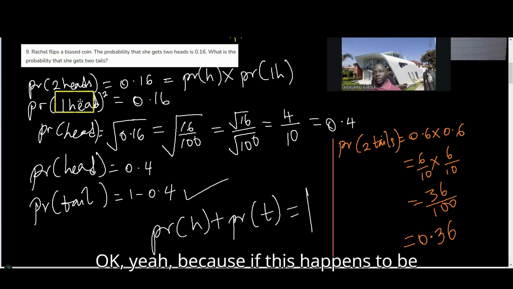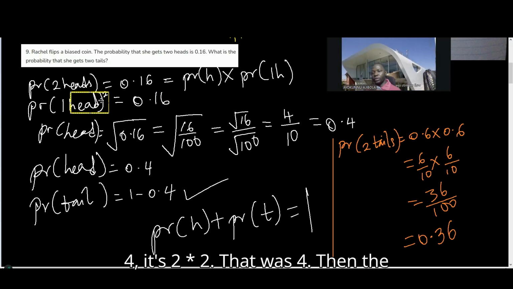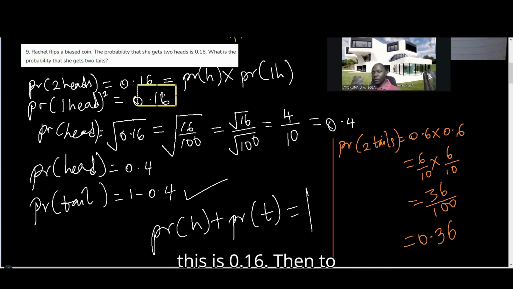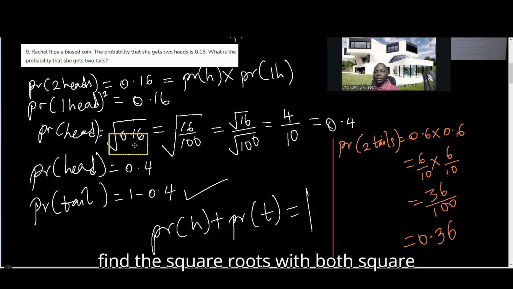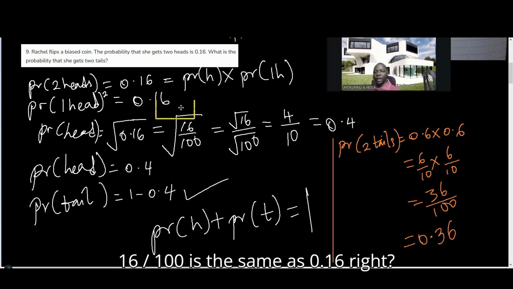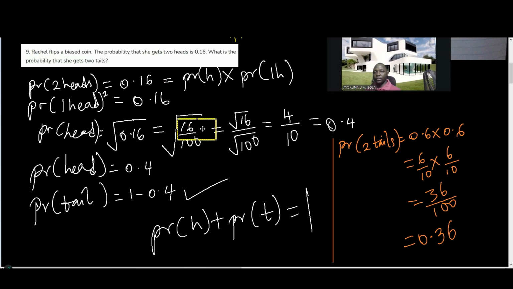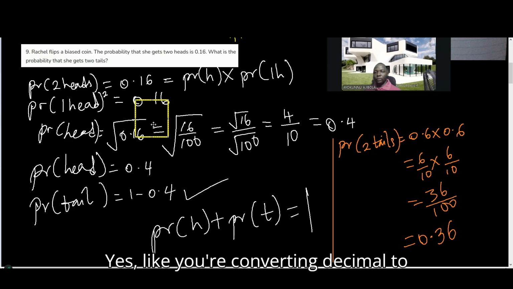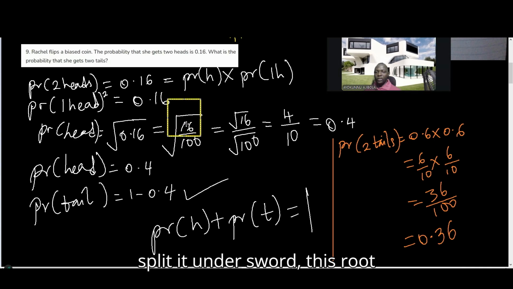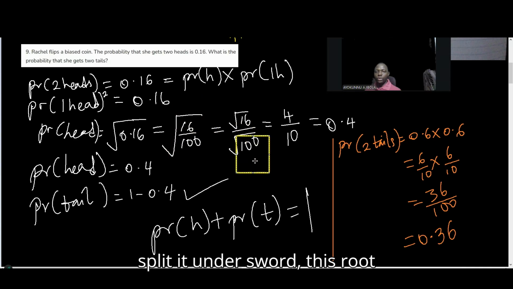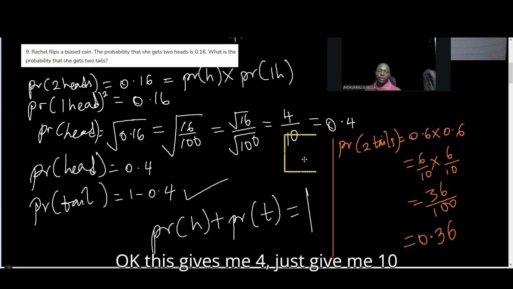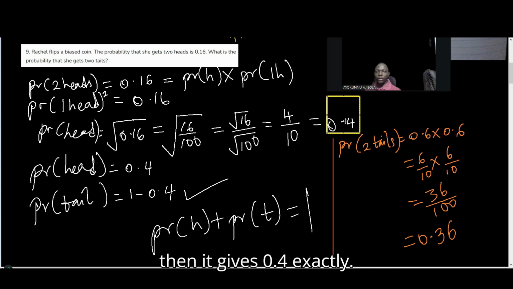Because if this happens to be 4, it's 2 times 2 that gives us 4, then the answer would have been 2. But because this is 0.16, to find the square root, we put the square root on top. We were lucky: 16 over 100 is the same as 0.16, right? Yes, like you're converting decimal to fraction. So you can split it under the root. This root will be separated. This gives me 4, this gives me 10. Then it gives 0.4. Is that clear?